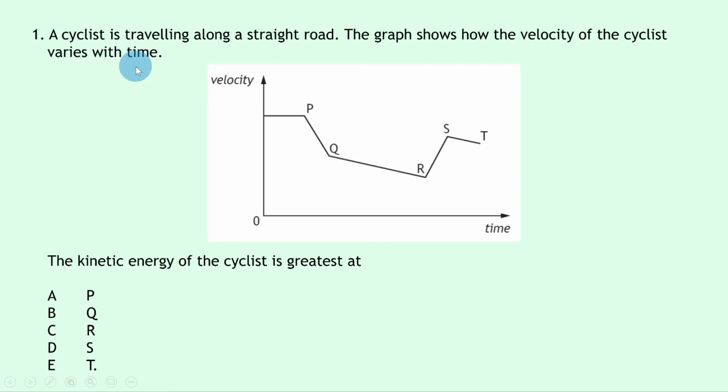Question 1 says that a cyclist is travelling along a straight road. The graph shows how the velocity of the cyclist varies with time. So we've got velocity on the y-axis against time on the x-axis. The kinetic energy of the cyclist is greatest at P, Q, R, S or T.